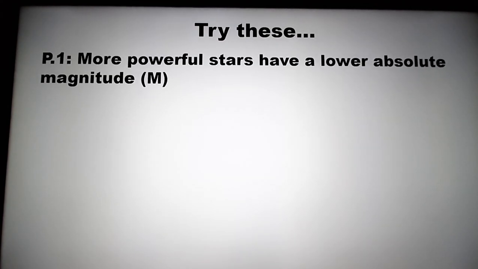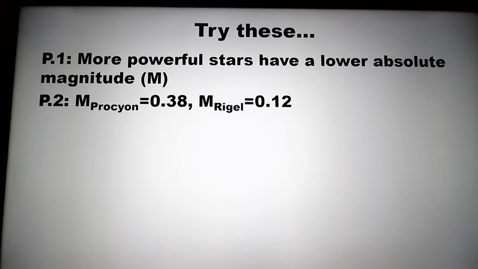So try these. See if you can figure out what the conclusion is that we would draw from this major and minor premise, and make sure that you understand why the major premise is general, is an idea, and the minor premise is a detail. If you need to pause the video, go right ahead. So, major premise, more powerful stars have a lower absolute magnitude than less powerful stars. Minor premise, specifically for two stars, the absolute magnitude of Procyon is 0.38, while the absolute magnitude for Rigel is 0.12. What conclusion can you draw from this?